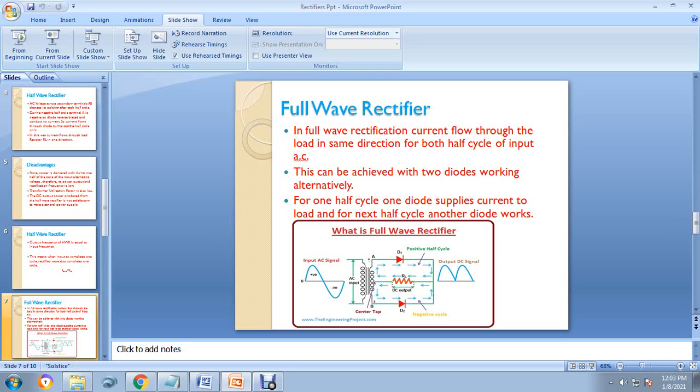Is it right? So what happens, it conducts only due to the diode D1, and the exact positive half cycle would be given at the output, and that will flow through your load resistor. So we will get the positive half cycle. Now the next negative half cycle will be given to the primary of the transformer.